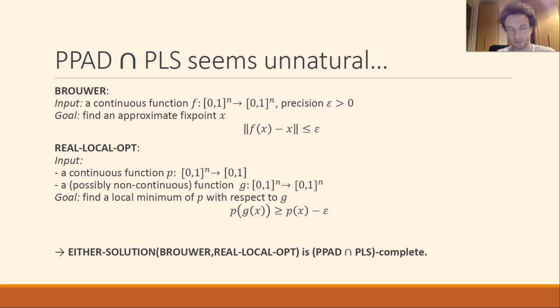So as a result, this problem, Either-Solution of Brouwer and Real Local Opt, is PPAD intersection PLS-complete. Now the problem is that this problem is not very natural. In fact, it's very unnatural. You're given two completely unrelated instances and have to solve one of the two. How could you relate this to all these natural, interesting problems that we saw earlier?